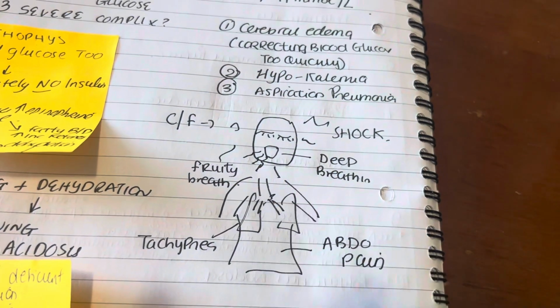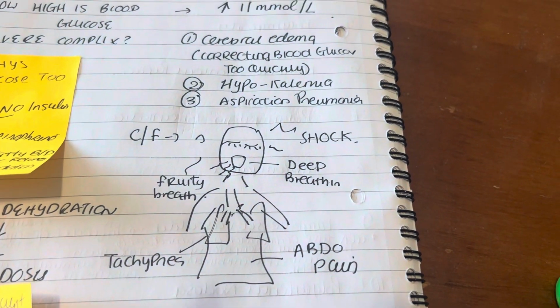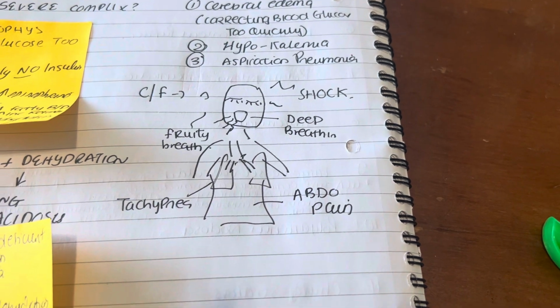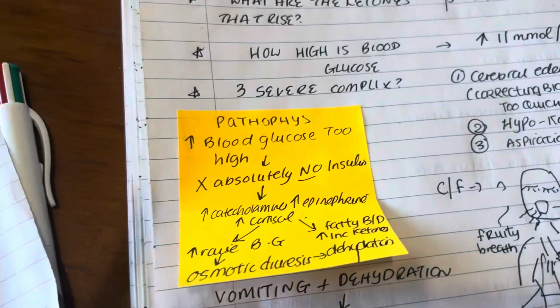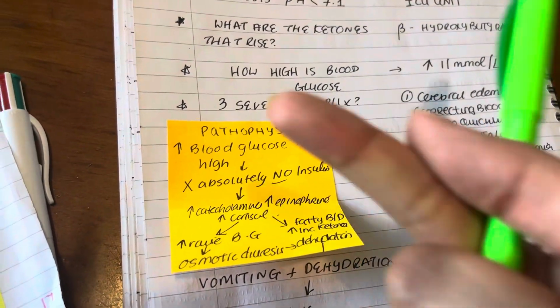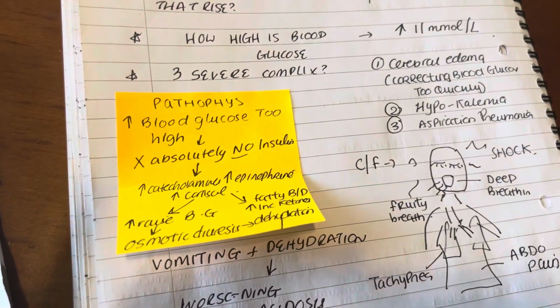What might be the clinical findings of DKA? The patient might be in shock. They might have deep breathing or a fruity breath odor, which is due to the ketones. They might have abdominal pain and tachypnea. The pathophysiology here is the glucose in the blood is too high. It can be due to infection, ischemia, consuming too much glucose, or not taking your insulin meds.